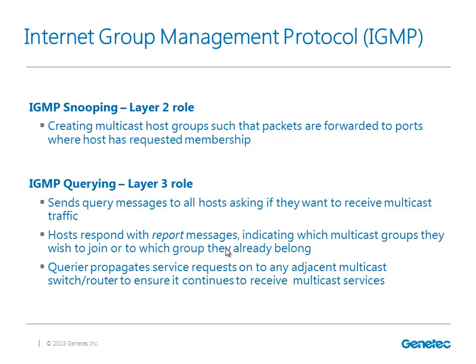Multicast is based on the Internet Group Management Protocol, or IGMP. There are 2 IGMP features that need to be supported for proper multicast management to work, what's known as IGMP snooping and IGMP querying. IGMP snooping is a layer 2 role, and it allows the creation of multicast host groups such that packets are forwarded to ports where hosts have requested membership. IGMP querying is a layer 3 role, and is responsible for sending query messages to all hosts asking if they want to receive multicast traffic.